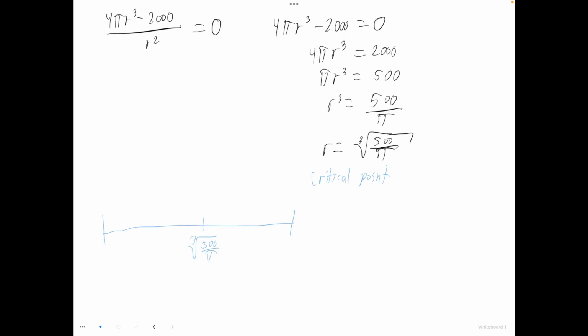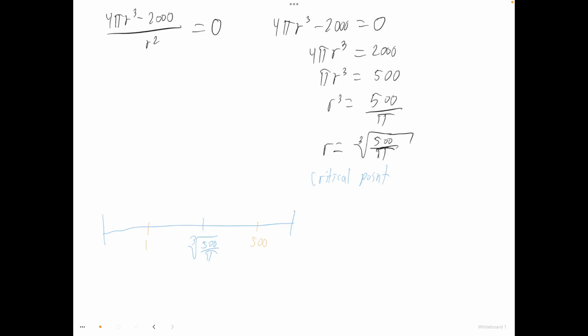And what we're going to do is, this is like the table that we used before. And so we're just going to look at the values below the cube root of 500 over pi and above the cube root of 500 over pi. And so if you plug in a number smaller than this, you might not know a number smaller than this, so I'm just going to plug in 1. 1 is smaller than it, and 500 is clearly larger than it.